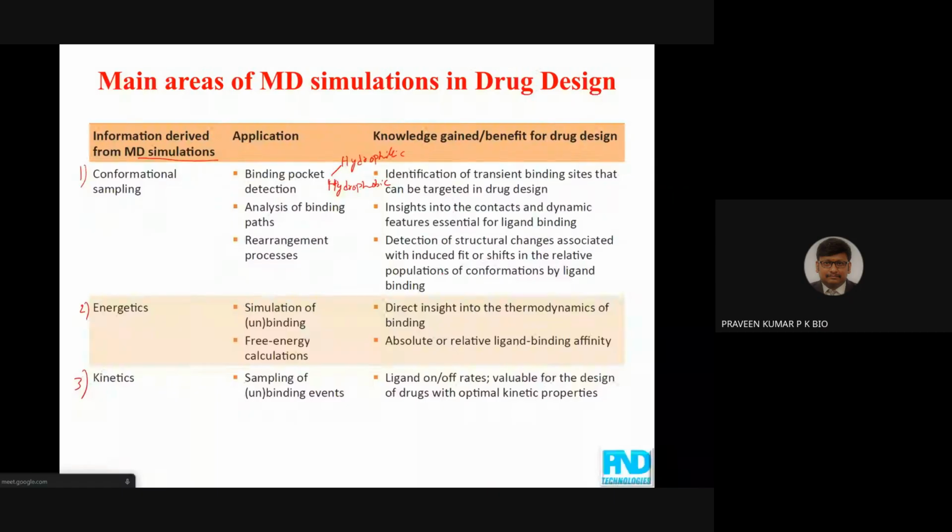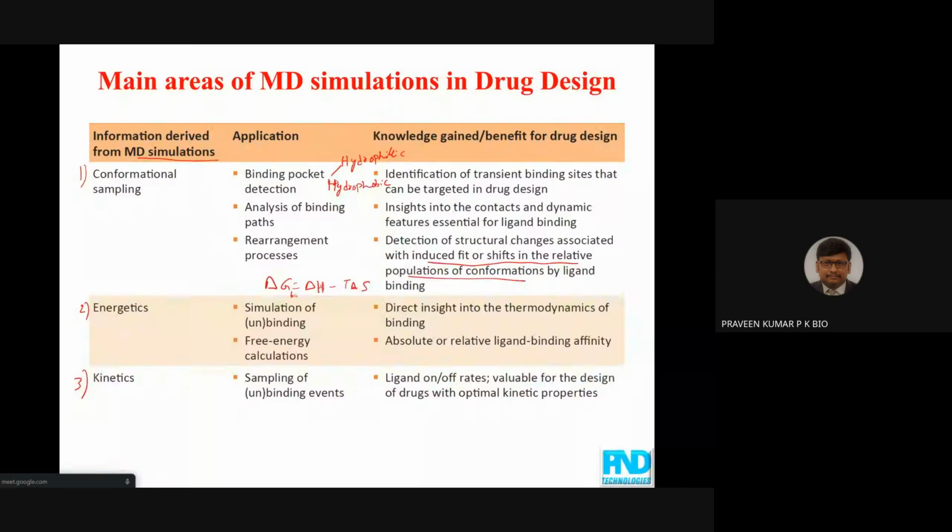And the rearrangement process is the detection of structural changes associated with induced fit, or shifts in the relative populations of conformations by ligand binding. And energetics: the simulation of binding and unbinding, using free energy, we can calculate the energy of binding of ligand with the receptor. That is calculated as the change in enthalpy minus the product of temperature and the change in entropy, isn't it?